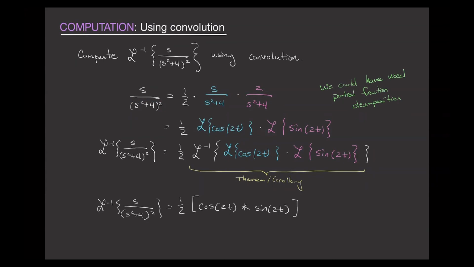It would have been, maybe I'll write it, A1 s plus B1 over s squared plus 4, and then plus A2 s plus B2 over s squared plus 4 squared. So we would have had to write it like this and then solve for A1, B1, A2, B2. So there would have been 4 parameters to solve for. And then we would take the inverse Laplace transform and so on. So there would have been a lot more steps here with partial fraction decomposition. Possible, but more steps. Here, with not too many steps, we have found that it's the convolution.